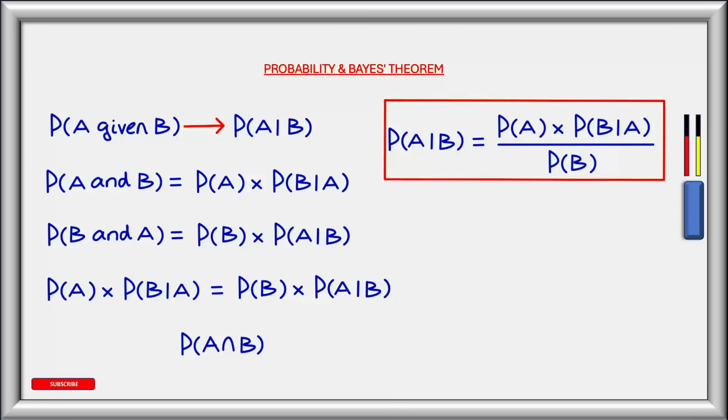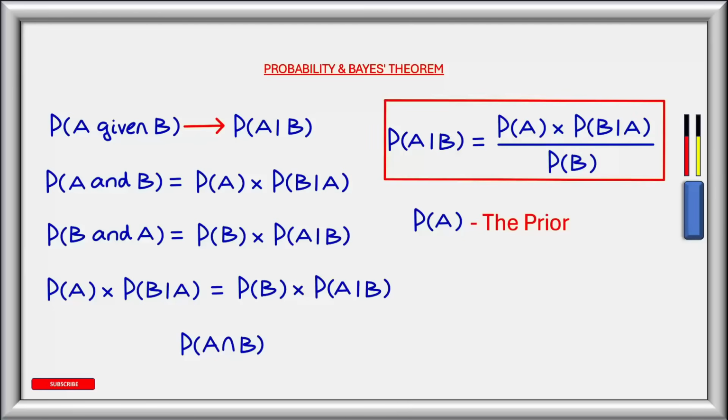And rearranging this equation, we get Bayes' theorem, where the probability of A given B is equal to the probability of A multiplied by the probability of B given A divided by the probability of B.